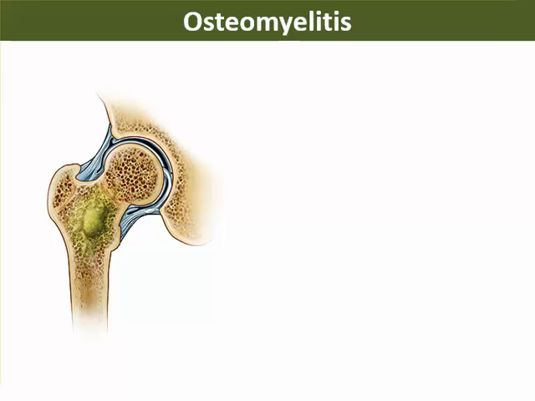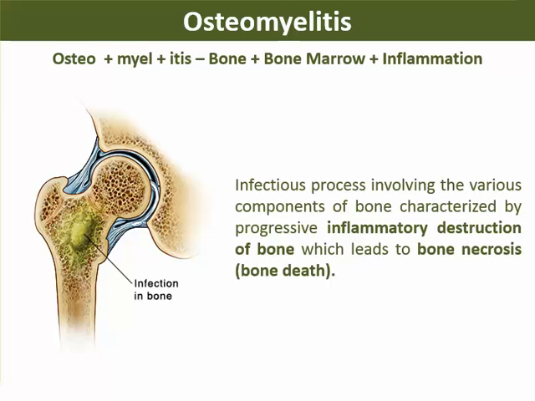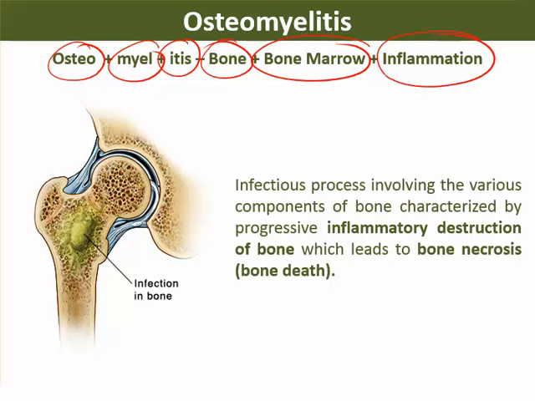Okay, I will just discuss basic things about bone. Next class I will talk about infection of bone. Osteomyelitis means, osteo means bone, myel means bone marrow, itis means inflammation. Literally it is called inflammation of the bone and bone marrow, but actually we don't mean that. We mean it is infection of the bone.